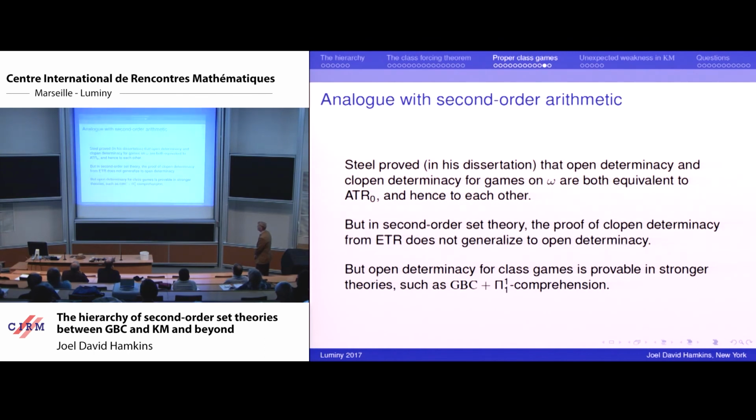Okay, so there's of course a very strong analog here with a result of John Steele from his dissertation. Namely, he proved that open determinacy and clopen determinacy for games on omega, I mean down low, are both equivalent to ATR_0 and therefore to each other. But in second order set theory, we could only seem at first to get the clopen determinacy from ETR and not open determinacy, and so we couldn't prove that they were equivalent. We can prove open determinacy in stronger theories like KM, or actually GBC plus Π^1_1-comprehension already gives you open determinacy for class games. And so it was open whether they were equivalent or not.